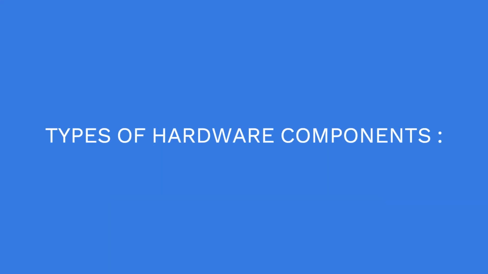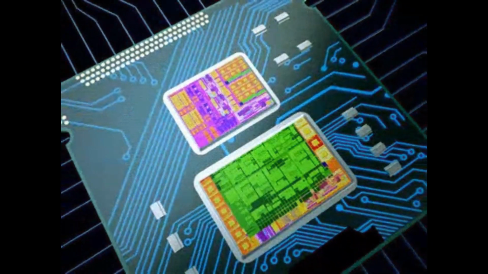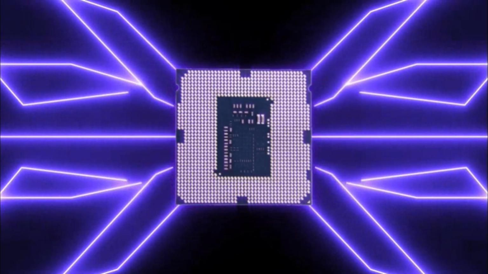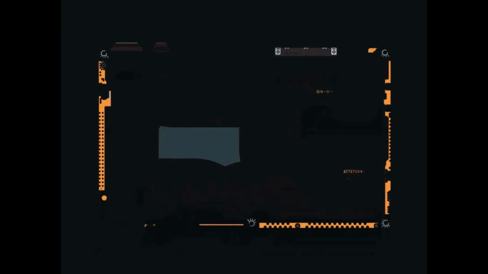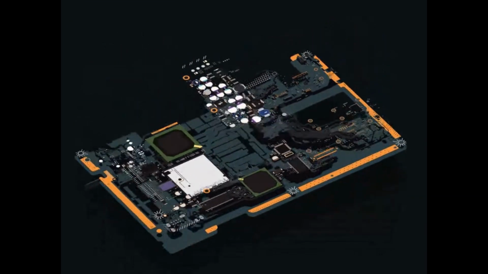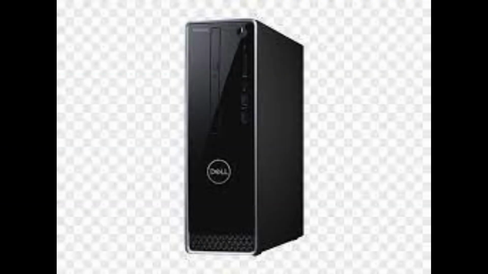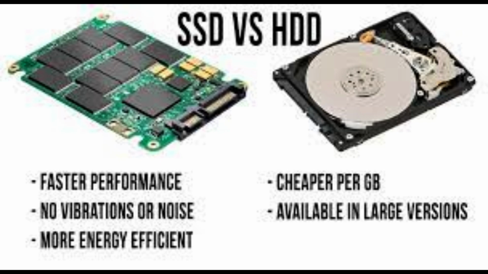Here are some common types of hardware components. First, CPU. The CPU is the brain of the computer. It performs calculations, executes instructions, and manages the flow of data within the system. Second, motherboard. The motherboard is the main circuit board of a computer. It provides a platform for connecting hardware components such as the CPU, RAM, storage devices, and expansion cards.